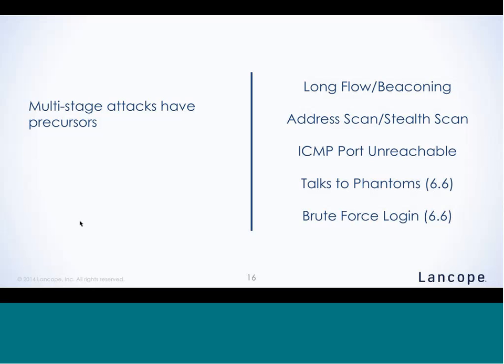So somebody's communicating out to the outside world to try to find a new instruction and figure out what they should be doing next. Secondary types of actions that occur after that are internal reconnaissance activities to try to find a host that has better access to the information of interest. So here we see alarms associated with address scanning or stealth scanning. We see ICMP port unreachables. We see talks to phantoms. Those are all alerts that would be associated with scanning and reconnaissance activities inside of the network.